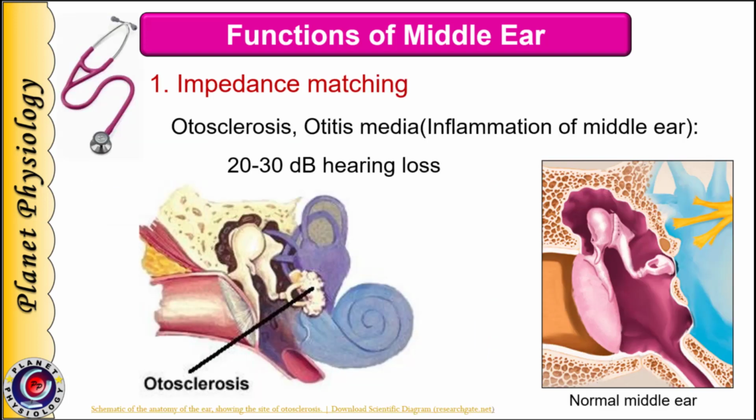In conditions like otosclerosis, the ear ossicles fail to move freely. As a result, impedance matching cannot take place and the person experiences hearing loss of about 20 to 30 decibels.